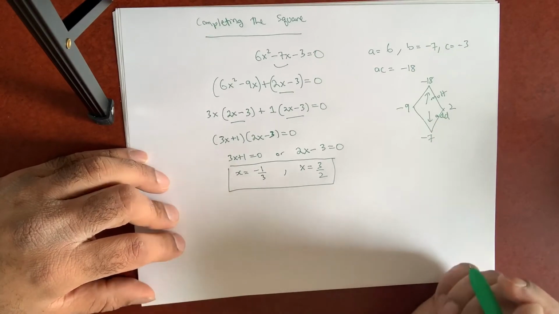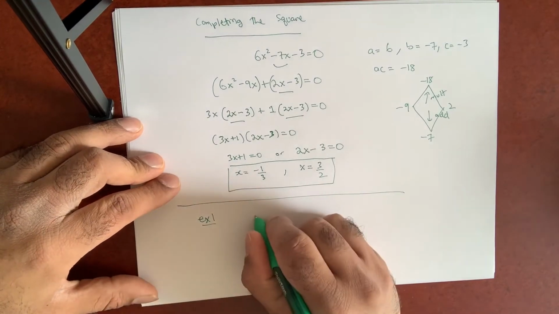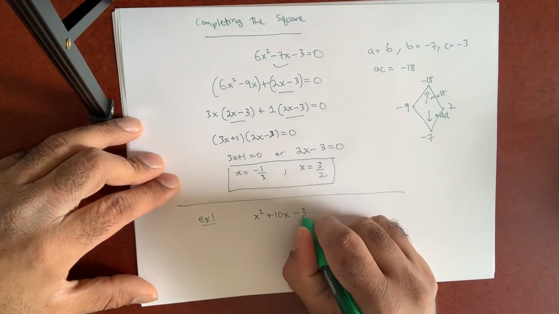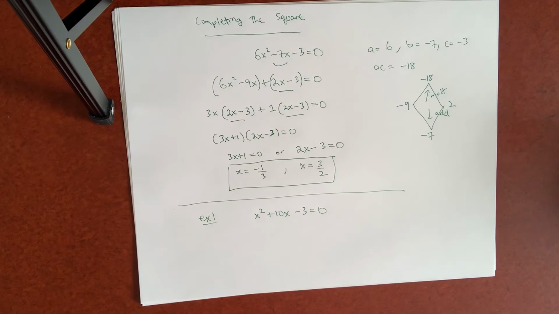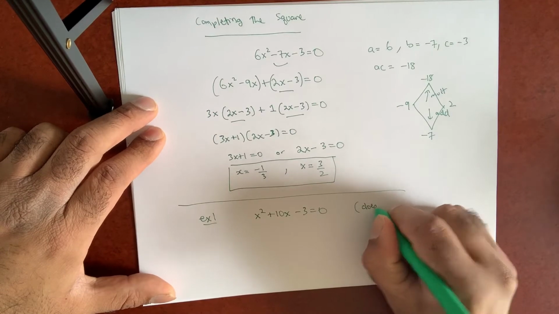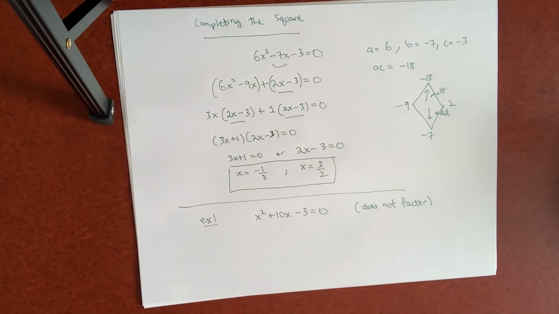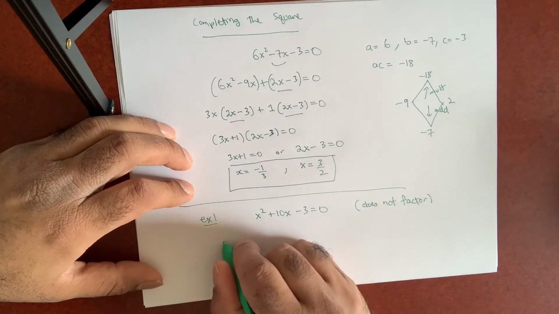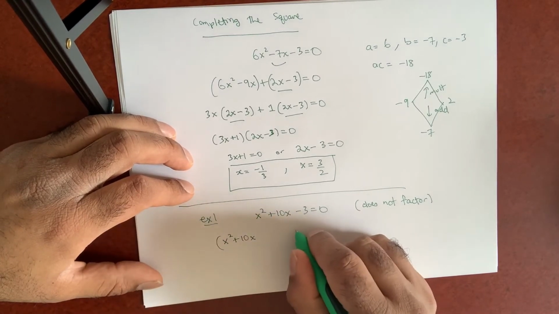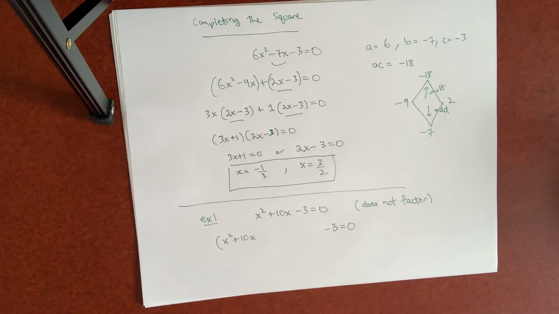So we're going to jump now into completing the square. And our first example will be x squared plus 10x minus 3 giving 0. Now, first of all, the first thing to note is that this does not factor. If it did factor, we would factor and then solve that way. So what we're going to do is simply look at the first two terms, and we're going to leave the negative 3, the constant term, alone. And you always are going to do this.